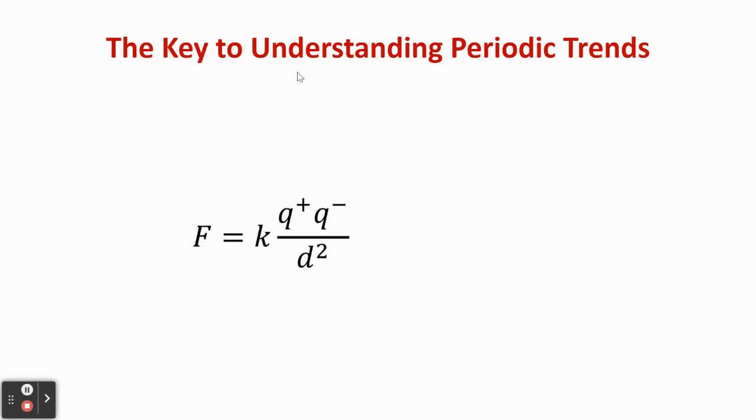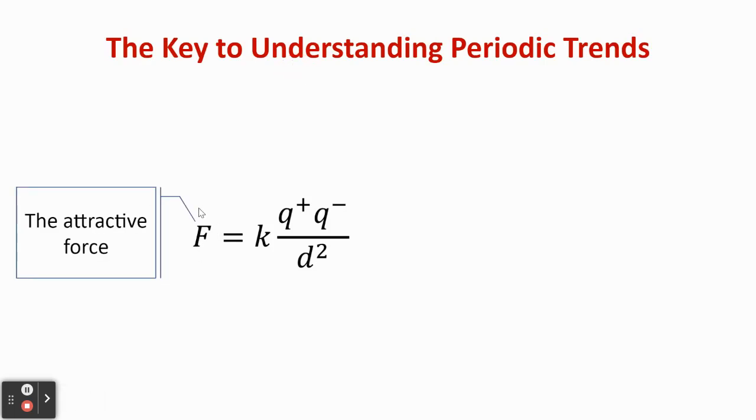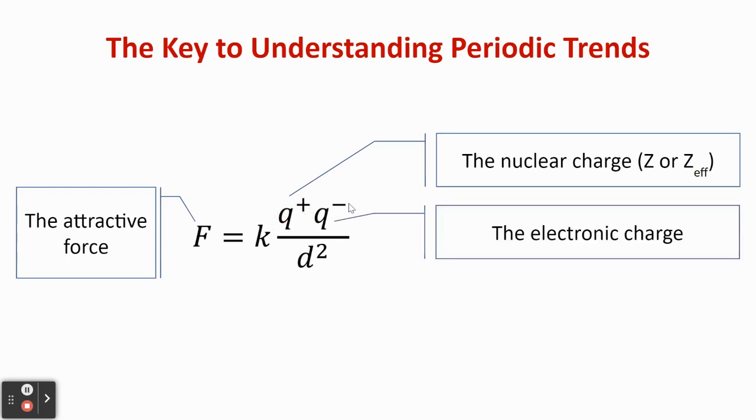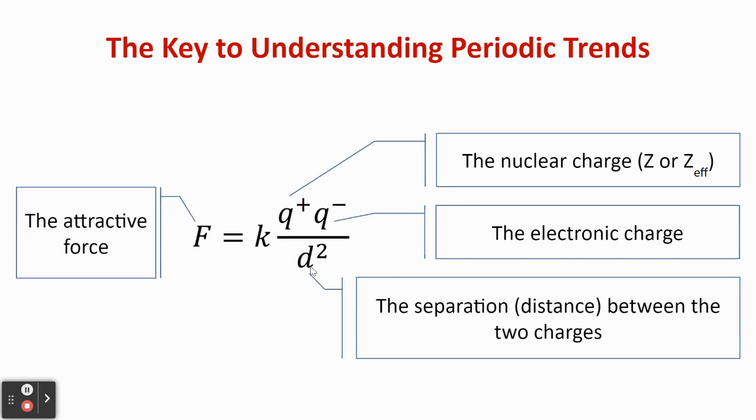Now, a key to understanding periodic trends has to do with what's called Coulomb's law. And Coulomb's law has to do with the attractive force between unlike charges. So in this particular equation, the Q plus is the charge on the nucleus, and it's positive because the nucleus contains protons and neutrons. Q minus is our electric charge, so that would be the number of electrons that would be found outside the nucleus. And then d squared deals with the distance between those 2 charged particles.